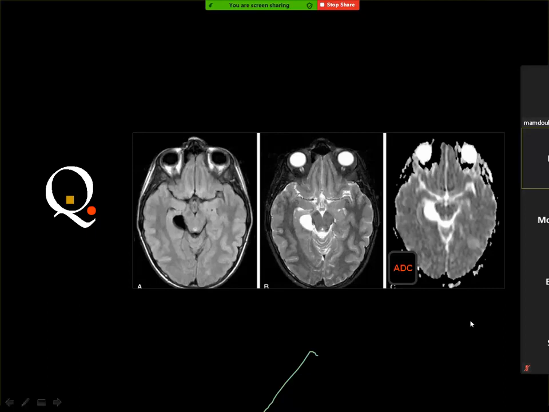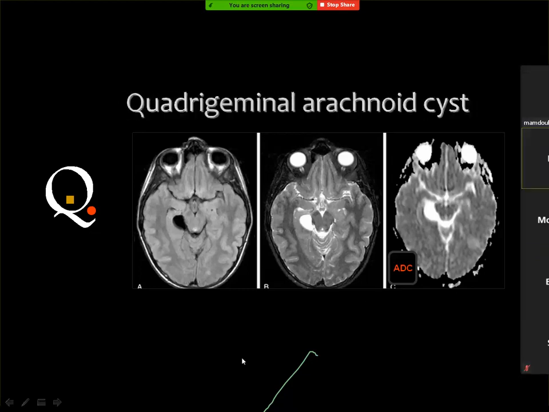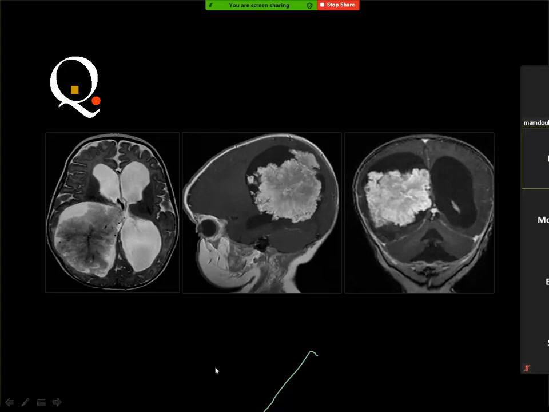No, this is not. This is the ADC map, and this is FLAIR, and this is T2. And in the FLAIR, you see, so it is arachnoid. Okay, this is arachnoid cyst. Next case.